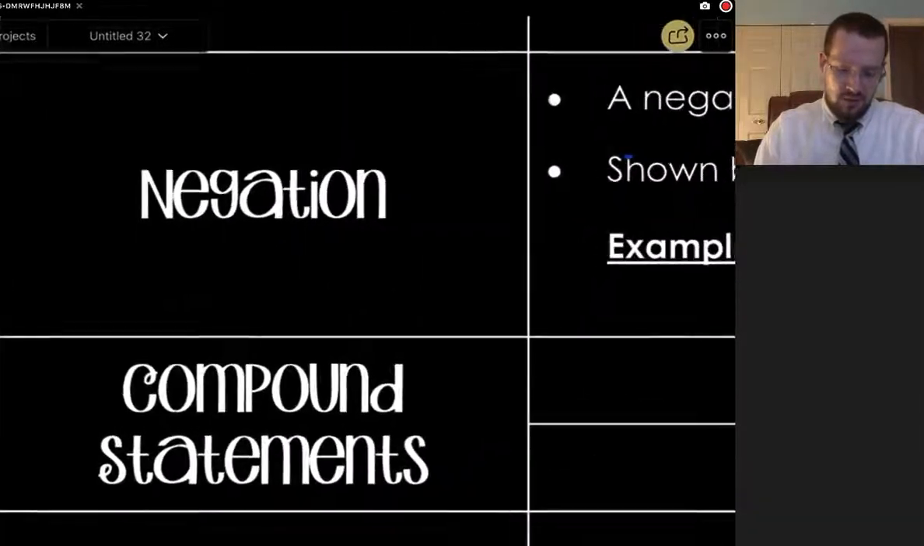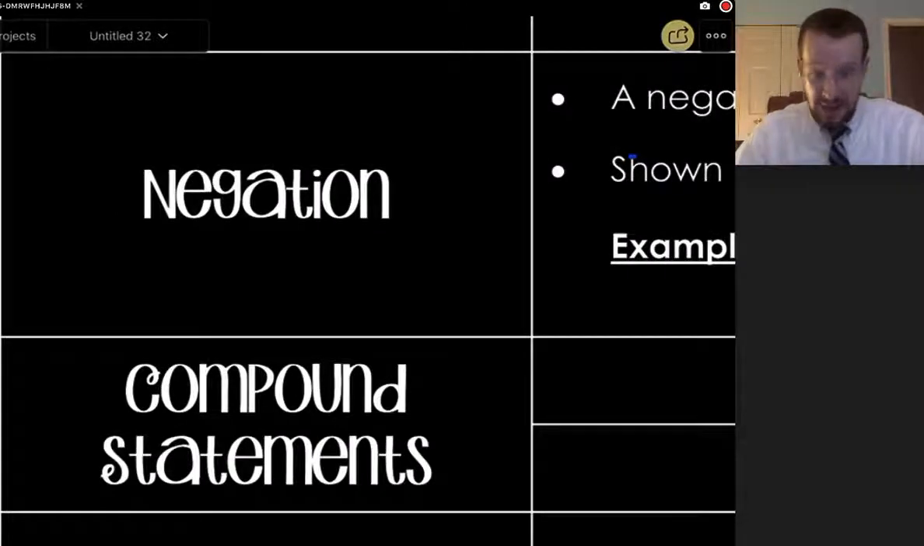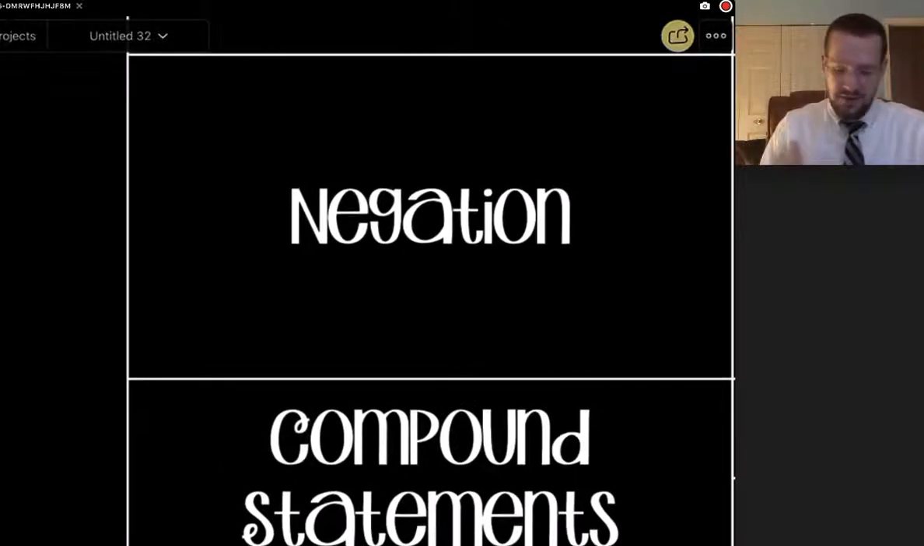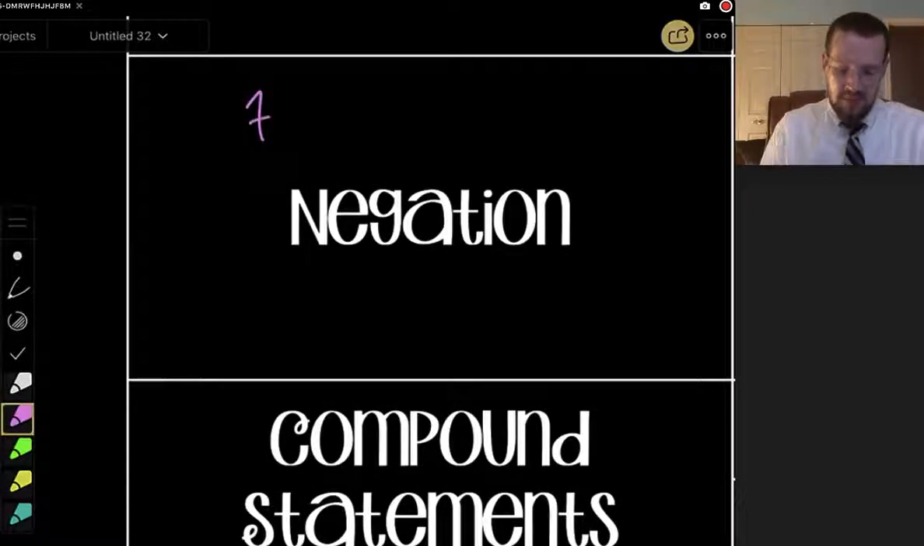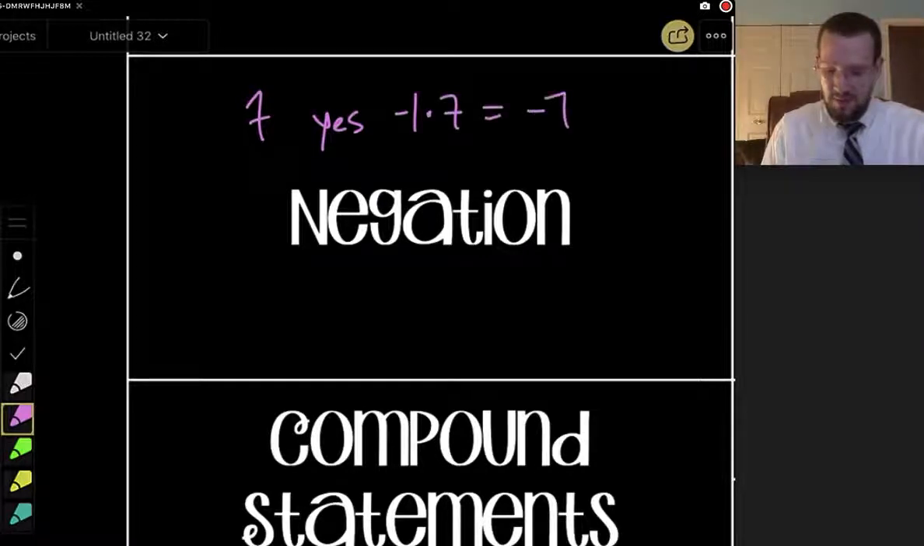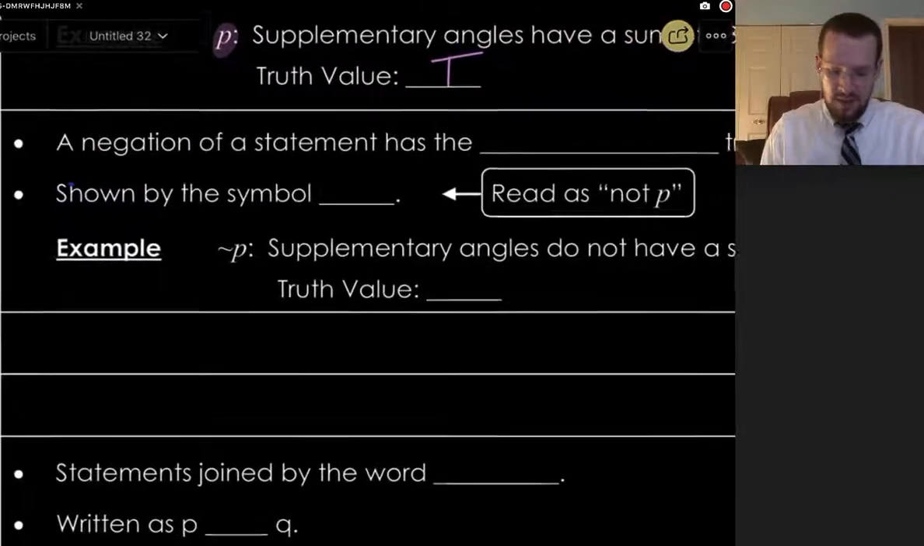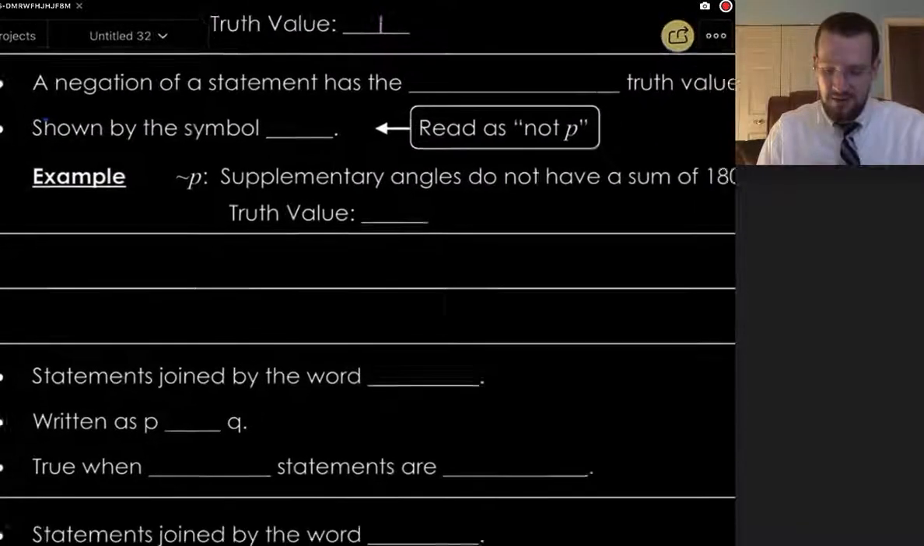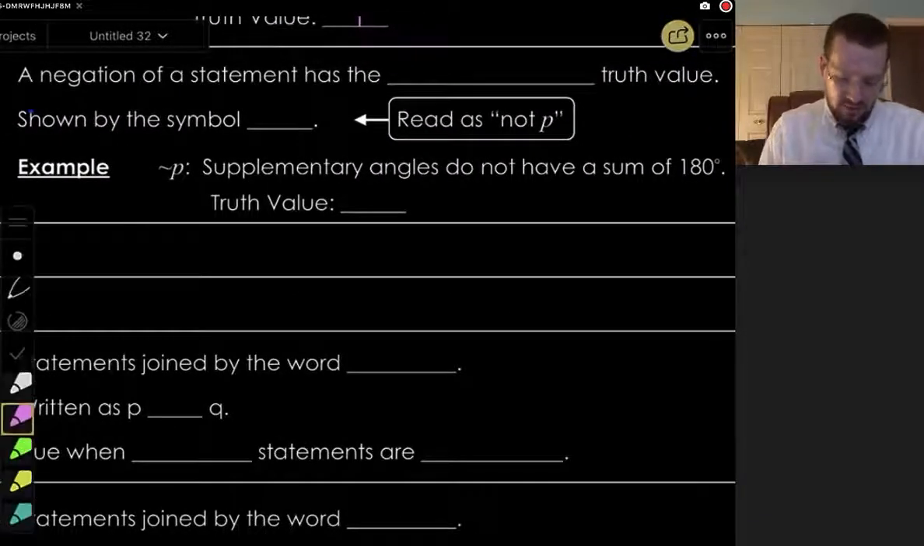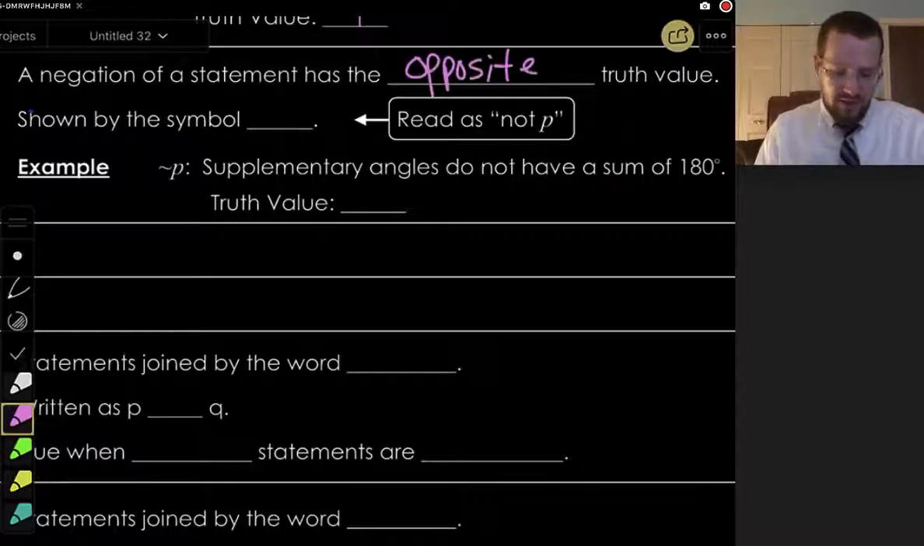So what we can actually do is what's called a negation. If we have 7, can we negate 7? Yes, we can negate 7. How we negate 7 is multiplying it by -1, and then we have -7. This idea that we can negate a statement is true as well. The negation of a statement has the opposite truth value. And this is shown by what's called a tilde.